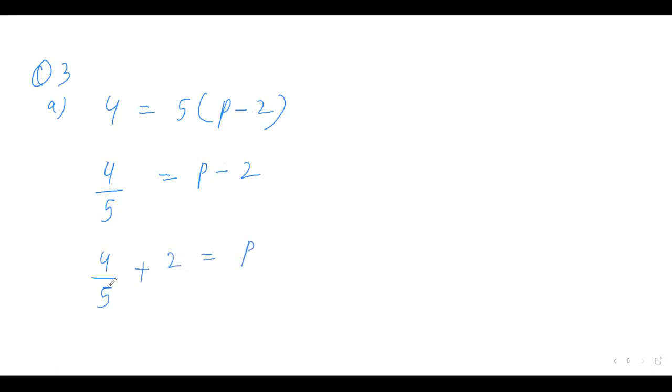So now if you want to add this 2, you have to take the LCM as 5, and 5 has to be multiplied by 2. So you get p is equal to 14 upon 5.